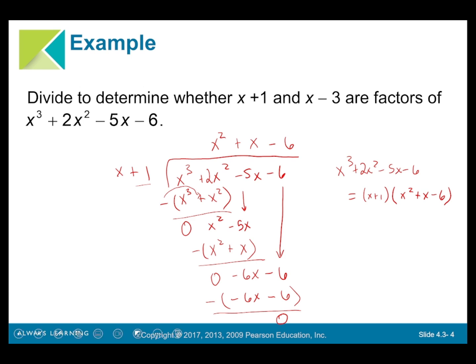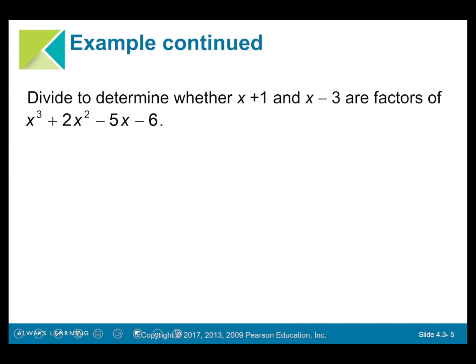Now let's see about x minus 3. So again, we're going to start with our polynomial under a house, x cubed plus 2x squared minus 5x minus 6. We're going to divide this by x minus 3. Starting with our first terms, we think what times x gives me x cubed? Naturally, we get x squared. We're going to carry out that multiplication between the x squared and the x minus 3. x squared times x is x cubed. x squared times minus 3 is minus 3x squared.